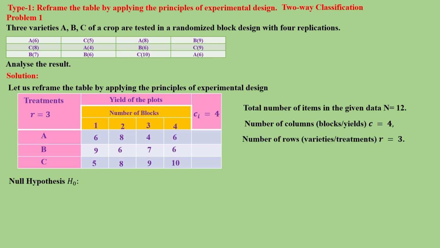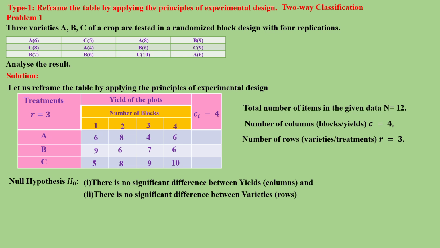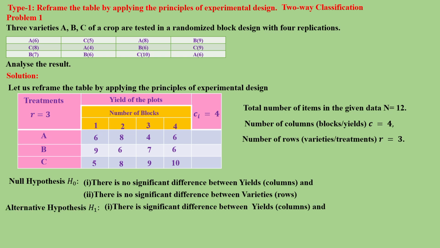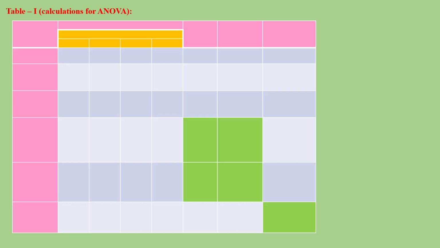First define hypothesis, null hypothesis: there is no significant difference between yields, that is between columns. So similarly, second classification, right? There is no significant difference between varieties, that is in the rows. Alternate hypothesis: there is a significant difference between yields and there is a significant difference between varieties or treatments, right? So first calculation for ANOVA. So first write the treatments, yield, number of blocks, then given data, right?